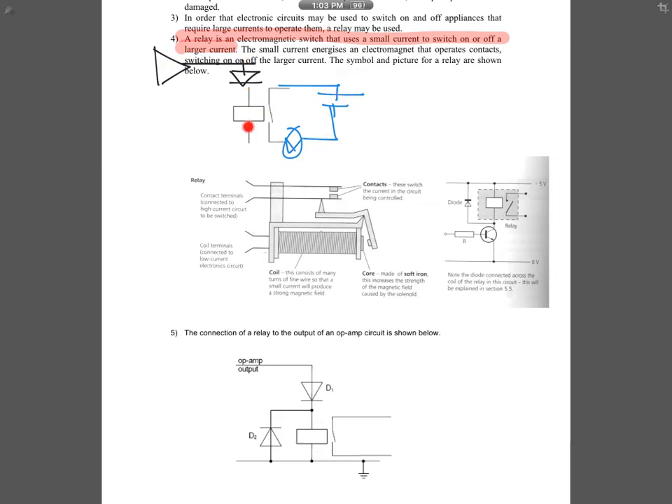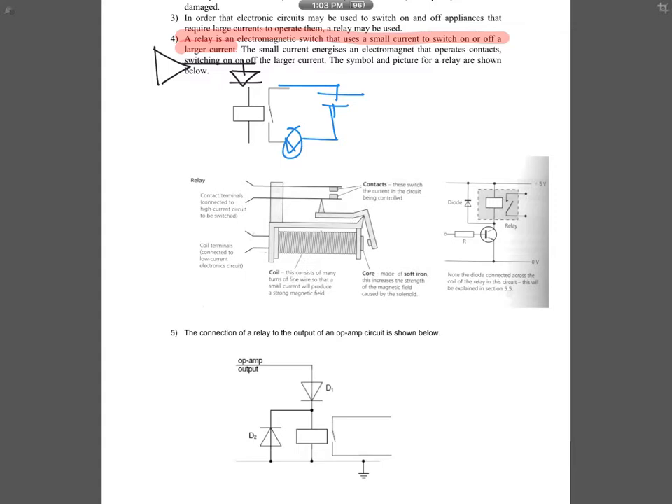So we use a tiny current here because the current that comes out from an op amp is very small. So a tiny current flowing here will then cause a large current to be turned on. But if there's no current here, then the switch will open back again, because if this one is not magnetized, this lever will open and this one will move back down. So then the switch will open. That's what it means by using a small current here to switch on and off a larger current here.